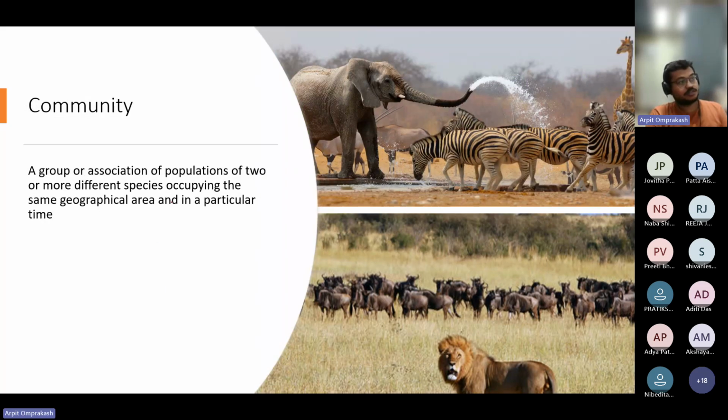Now, a community is a group or association of populations of two or more different species occupying the same geographical area at a particular time. For example, here we see groups of elephants, wildebeest, zebras, and giraffes coming together, living in the same geographical area and interacting with each other. We also have other kinds of interactions, such as these wildebeest and the lion, where the lion is a predator trying to hunt one of them.